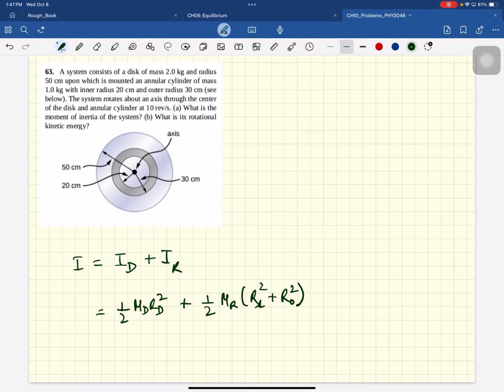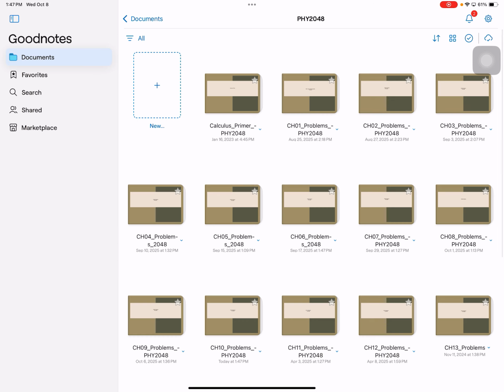See, if the inner radius goes to 0, then the formula for the ring will become that for the disk. Anyway, you can look up that formula in the table. Okay, so let me.